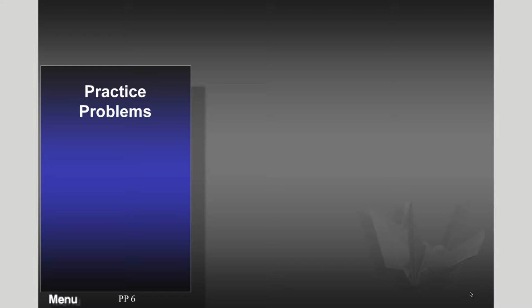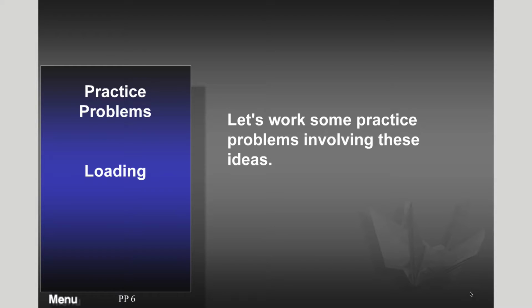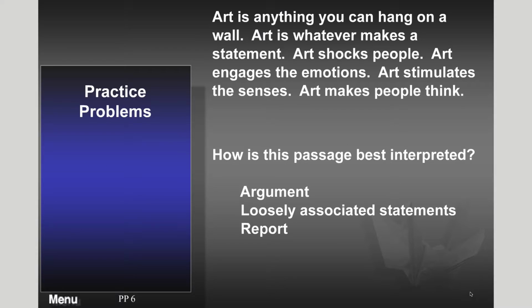So let's go through some practice problems. Art is anything you could hang on a wall. Art is whatever makes a statement. Art shocks people. Art engages the emotions. Art stimulates the senses. Art makes people think. How is this passage best interpreted? Is there any relationship between any of these statements? No. They're loosely associated statements. How are they associated? They're all about art.